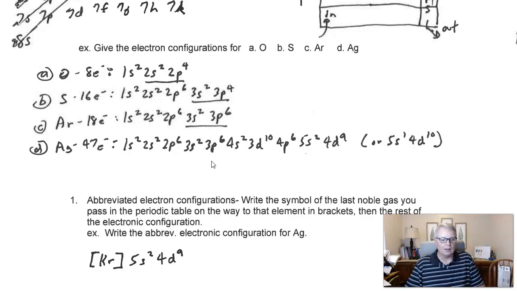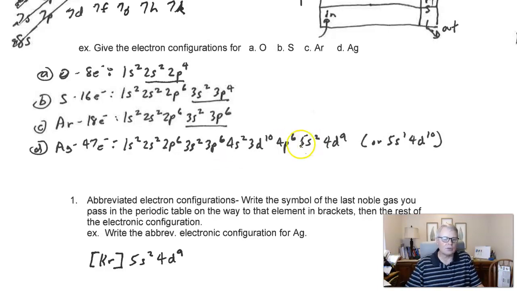Okay. Side note. If you look up the electron configuration for silver somewhere in a book or whatever, you won't see 5s2, 4d9. What you'll see is 5s1, 4d10. Why is that? Well, there's a little something called half-shell stability. It turns out that if you half-fill a sublevel, there's just something inherently stable about that.